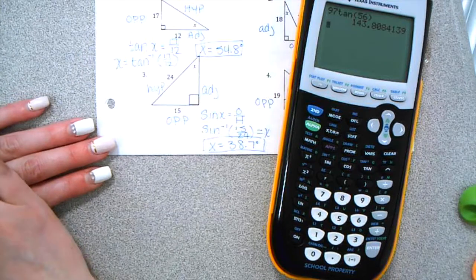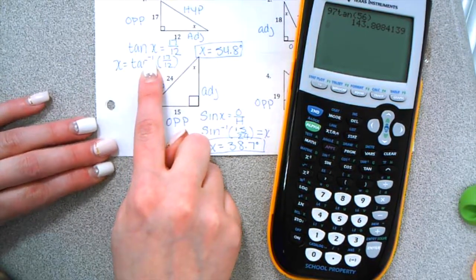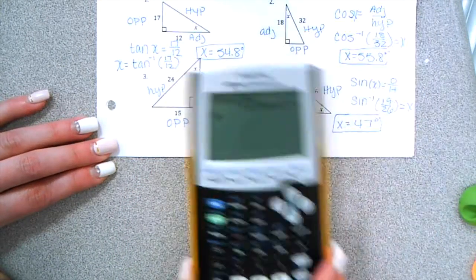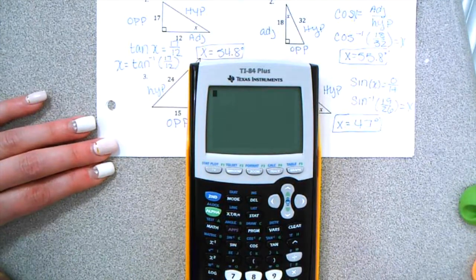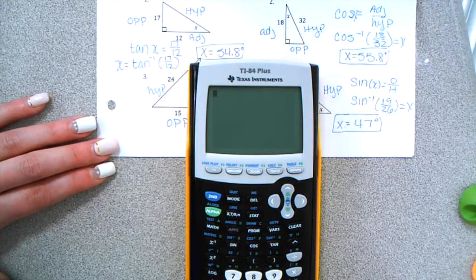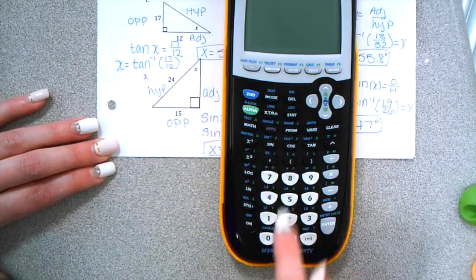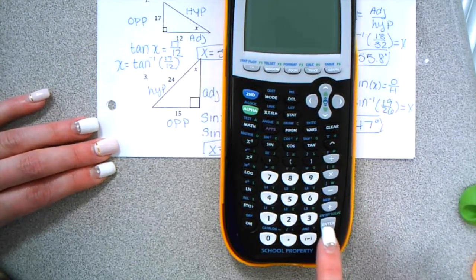To find the angle, we need to do the inverse. So that's tan^-1, or the inverse, of the ratio 17 over 12. Now, we do the exact same thing. First, it's already in degree mode because I set it for the last problem. Second, tan inverse: we have the inverse right above the tan button. We type our ratio 17 divided by 12, close the parentheses, press enter.